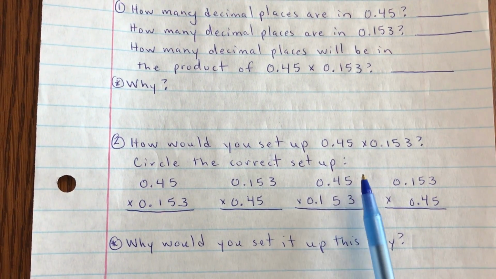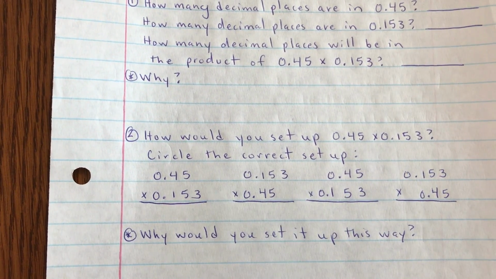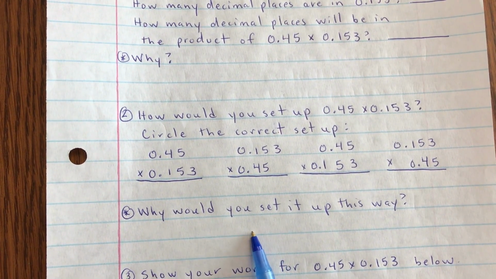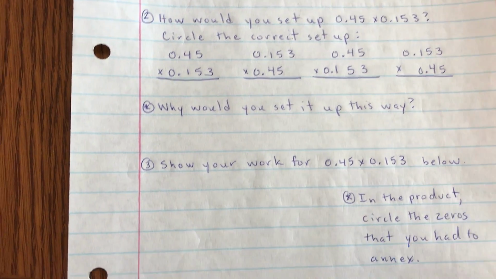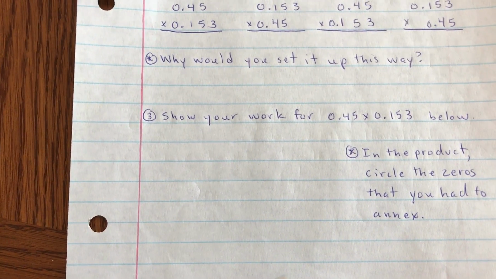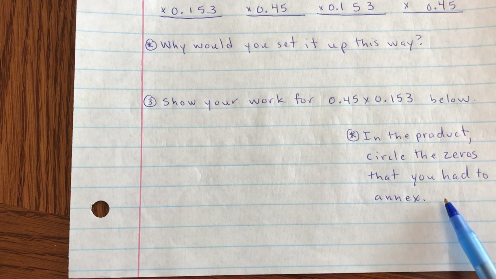Number 2, how would you set up that multiplication problem? Circle the correct setup. And then say why you would set it up that way. Then, number 3, show your work. So now you're going to actually solve that problem. You're going to show your work. And it says in the product, circle the zeros that you had to annex.